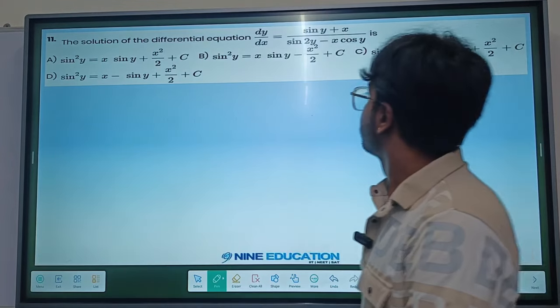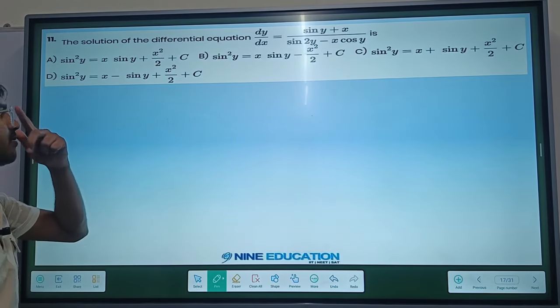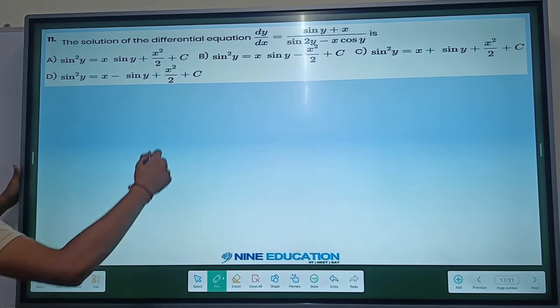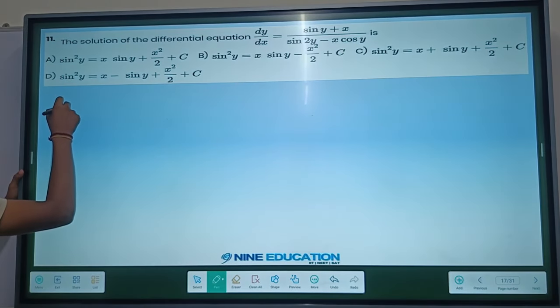Alright, let's move to the next question, which is of differential equation. If you notice, it may look a little bit complicated, but we'll try to sort it out first. We'll take this part this side and dx part this side. So what will I get?